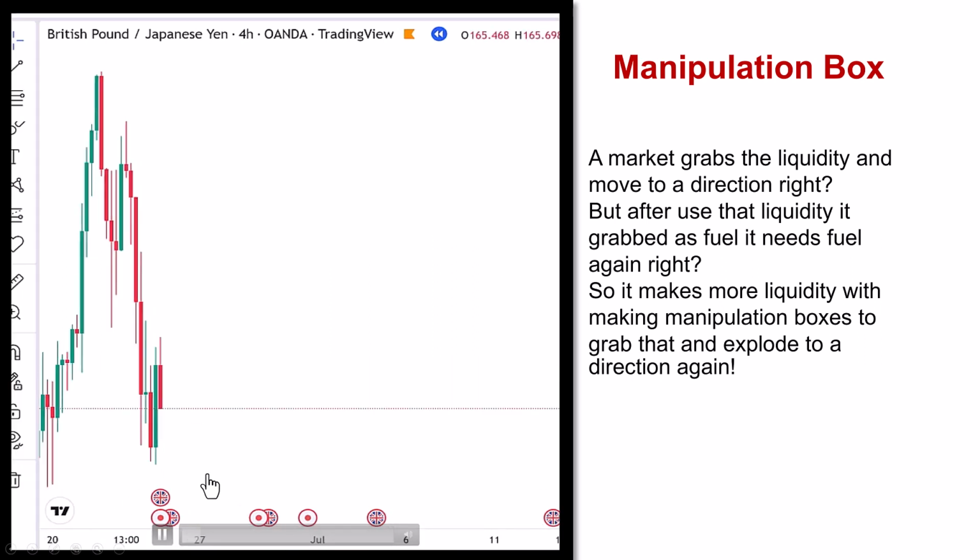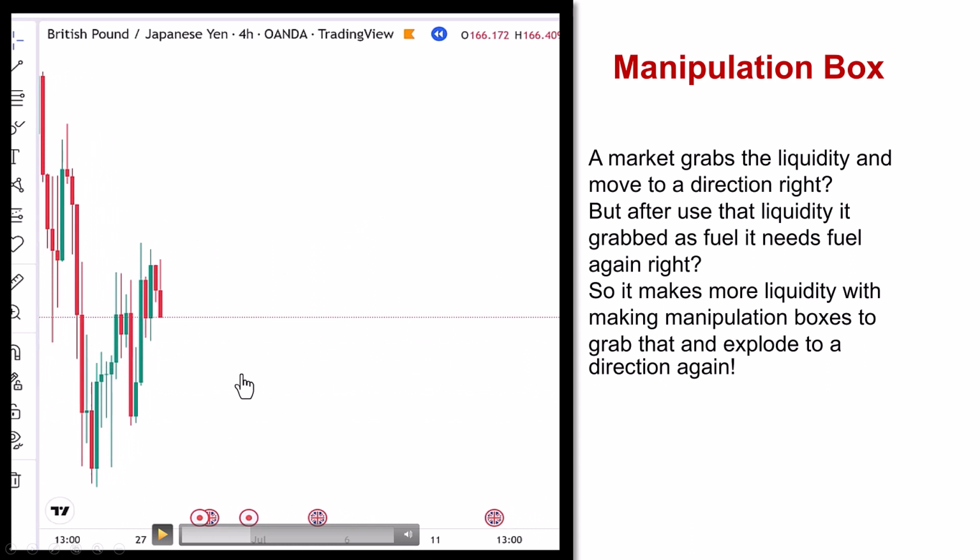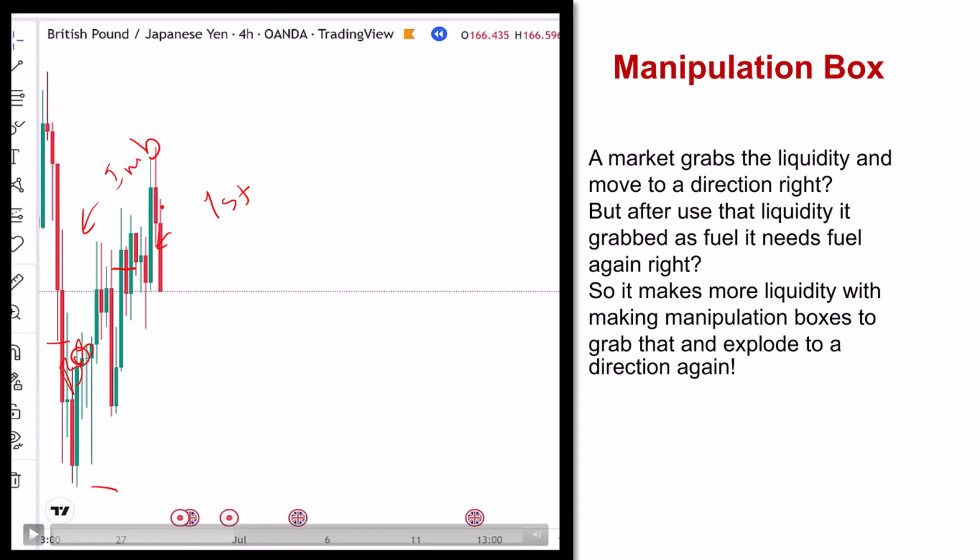For example, here you can see that the market moved downward impulsively and it broke a structure here. So we have our break of structure and our imbalances that I'm going to talk about. And then what happens? The market creates its manipulation box. Why it needs this manipulation box is that manipulation boxes are injection of money into the market. It grabs it here for our first entry and it grabs it again for our second entry.